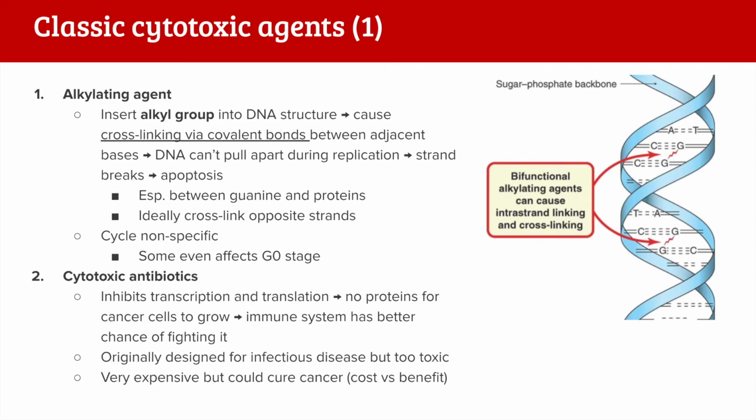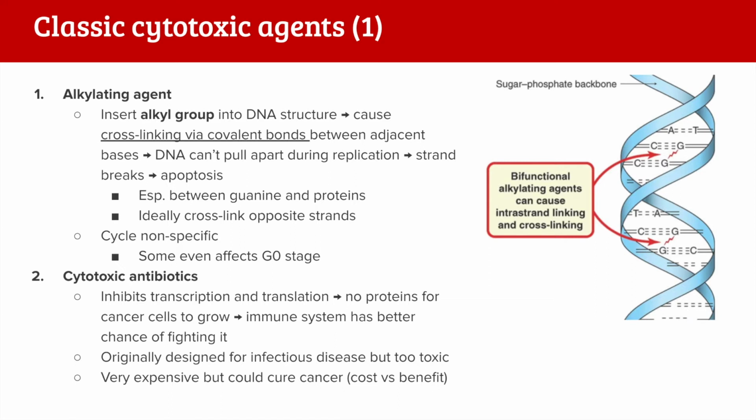Okay, so now we're gonna go over the classic cytotoxic agents. So remember, these are the ones with quite severe adverse effects. The first one is an alkylating agent. So the drug inserts an alkyl group into the DNA structure, and this causes cross-linking, and these cross-linkings are covalent bonds. So of course, covalent bonds are irreversible.